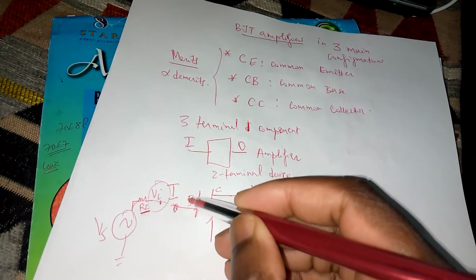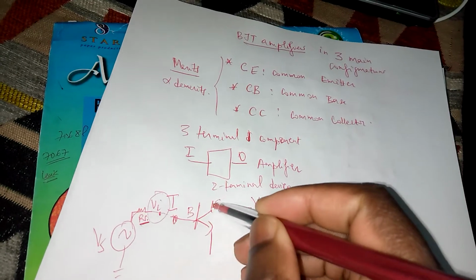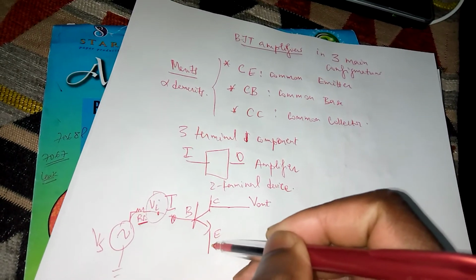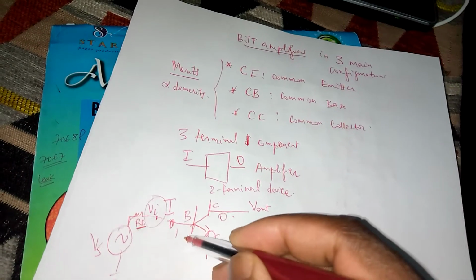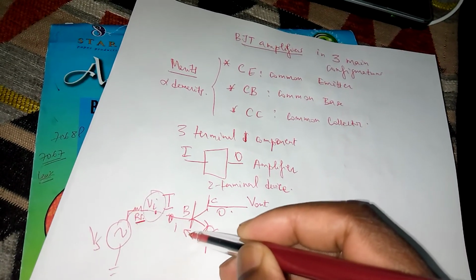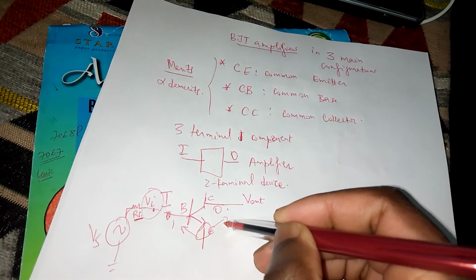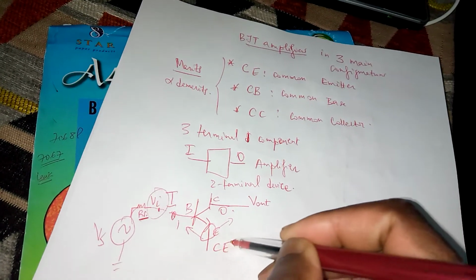But the point I'm trying to make here is that the input is at the base, the output is at the collector. The emitter has got no input, no output. So input is there, output is here. So the emitter is the observation point from which you can observe what's going on the input side and on the output side. So that is what forms what we call a common emitter.